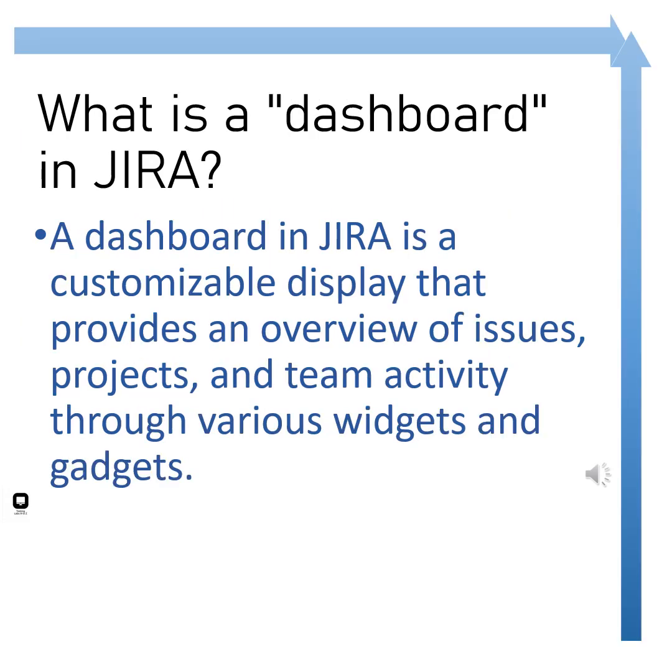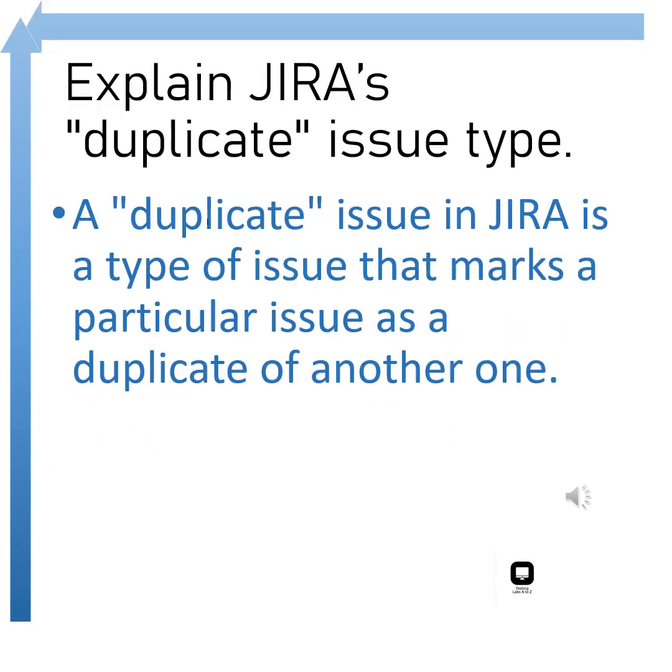What is a dashboard in JIRA? A dashboard in JIRA is a customizable display that provides an overview of issues, projects, and team activities through various widgets and gadgets. Explain JIRA's duplicate issue type. A duplicate issue in JIRA marks a particular issue as a duplicate of another one. Sometimes we raise a bug and there is another bug already raised which is the same, but the terms may be different. So we can term this as a duplicate bug and we cannot resolve this one.